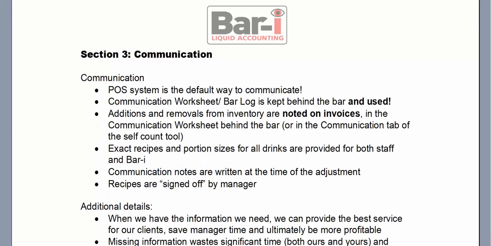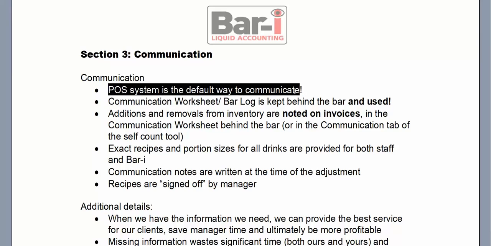Section 3, communication. In the previous section, we talked in detail about how invoices tell us what product was delivered, and it's important to check those. The next thing is that when we use product, most of the time we'll know the product has been used because it will be rung into the point of sale system. So the point of sale system is very much the default way to communicate. Obviously, that requires that the point of sale system is set up correctly, and we'll have more on that later.